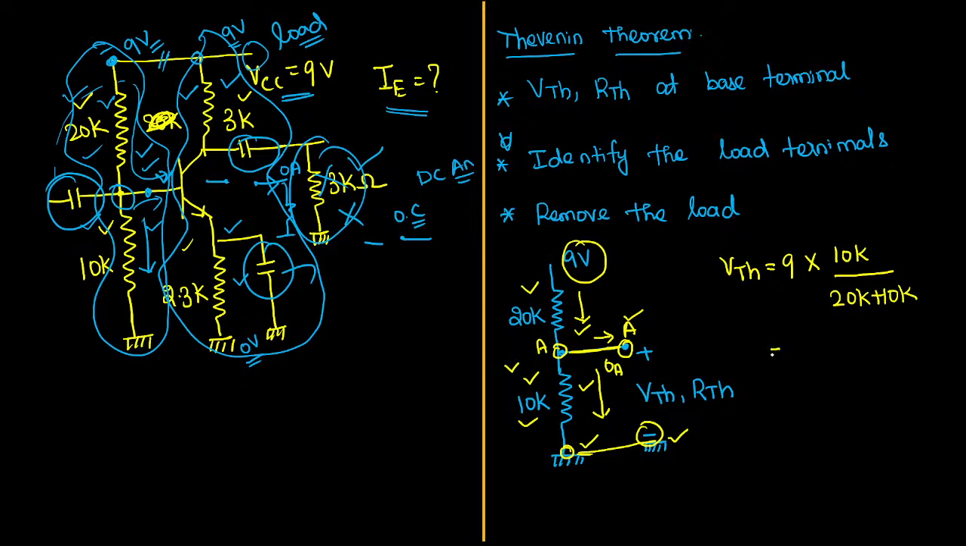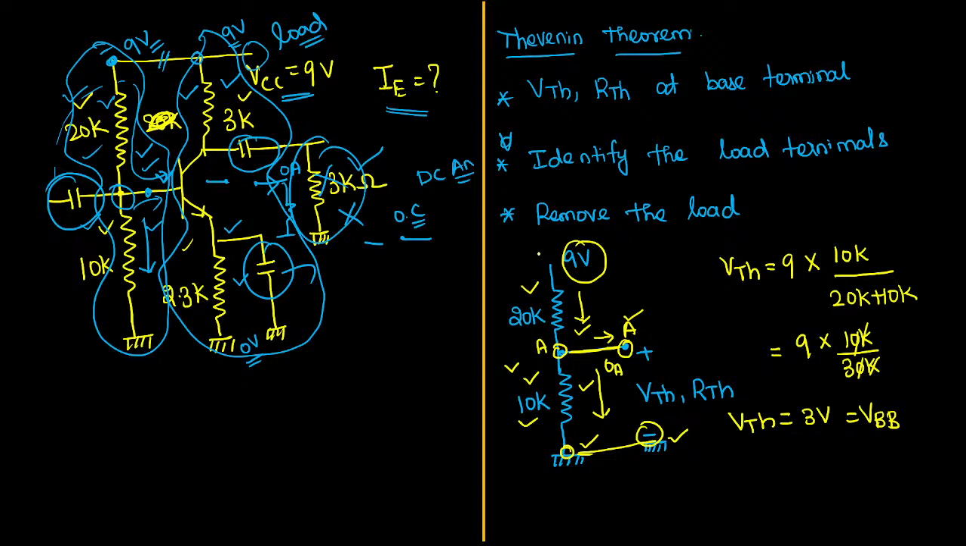So what will be our answer now? This is going to be 9 into 10k upon 20k plus 10k, which is 30k. K gets cancelled, 0 gets cancelled. 9 by 3 will be equal to 3 voltage. So what we found is the Thevenin voltage. Thevenin voltage is going to be your base voltage, VBB.